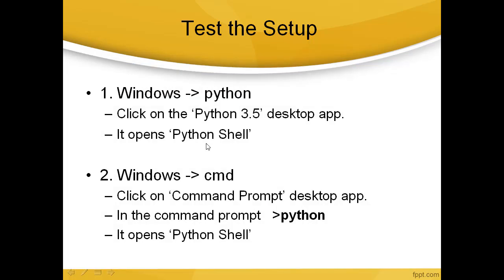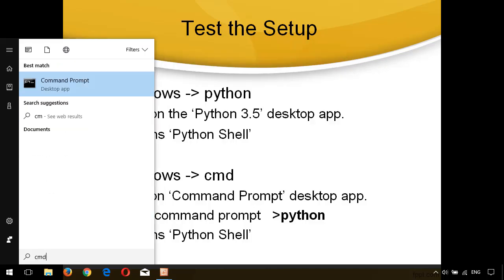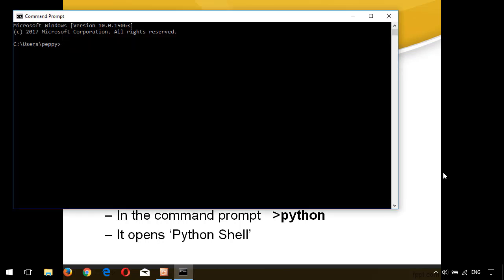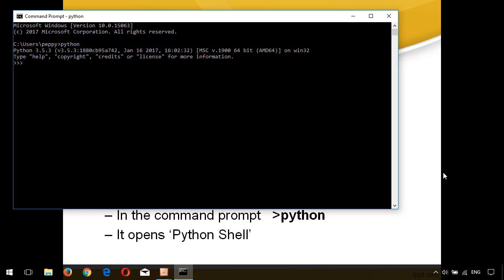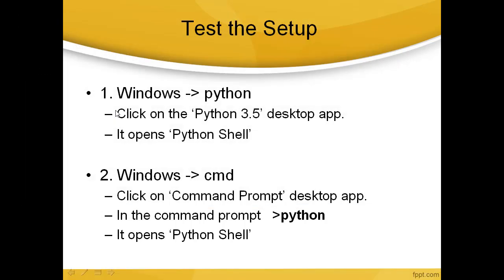and now you can open Python interpreter in another way using the command prompt. For that, click on Windows button, type CMD, click on the command prompt desktop app, type Python. Now there is an interpreter opened in the command prompt. So when there are 3 greater than symbols, the interpreter is opened. Now let me quit this interpreter. Exiting the command prompt.